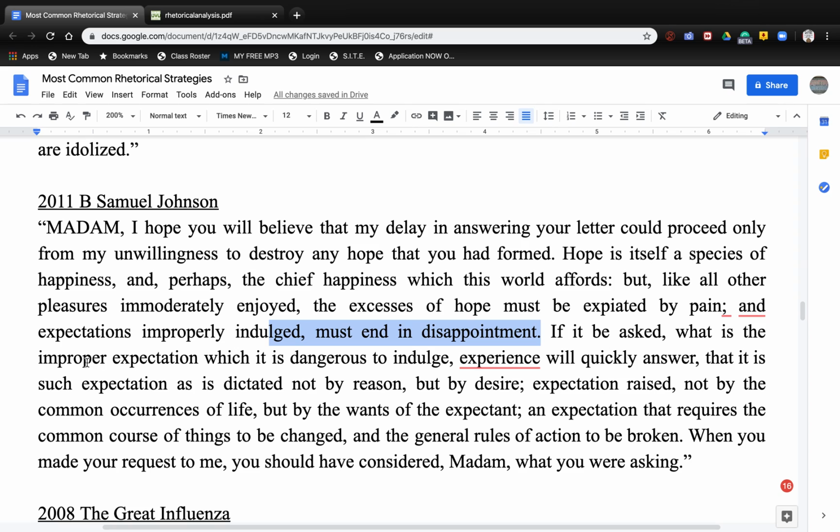"If it be asked, what is the improper expectation which it is dangerous to indulge, experience will quickly answer that it is such expectation as is dictated not by reason but by desire. Expectation raised not by the common occurrences of life but by the wants of the expectant."